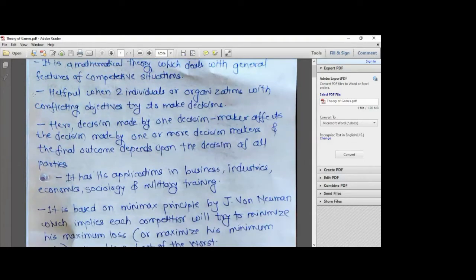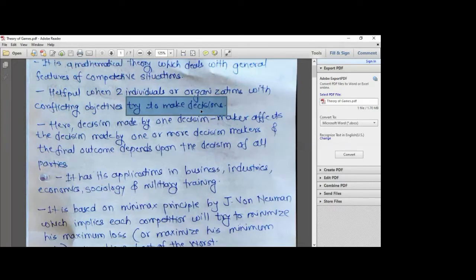So again, the same thing, it is helpful when two individuals or organizations with conflicting objectives try to make a decision, right? So there will always be more than one individual or organization competing with each other, and their objective is to try to make decisions, right? Now, in the due course of the explanation, a few more points will come.